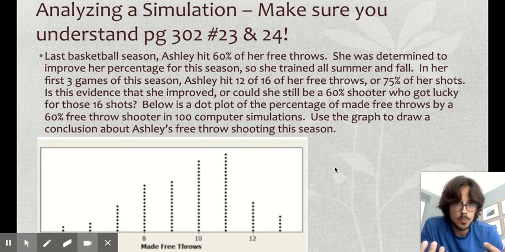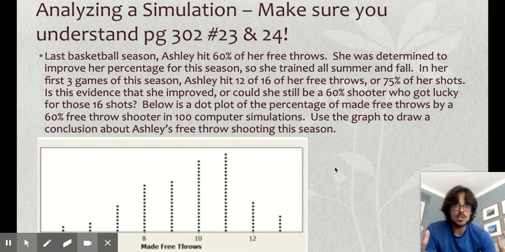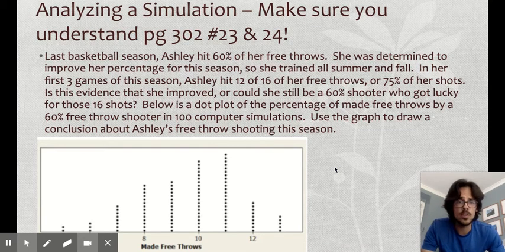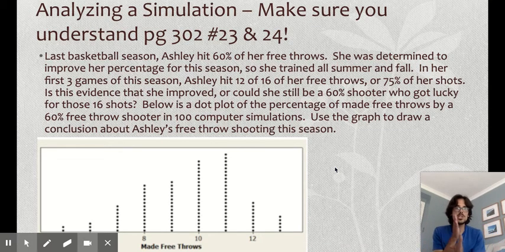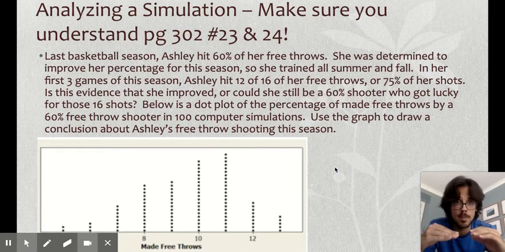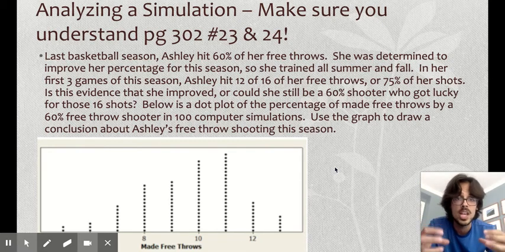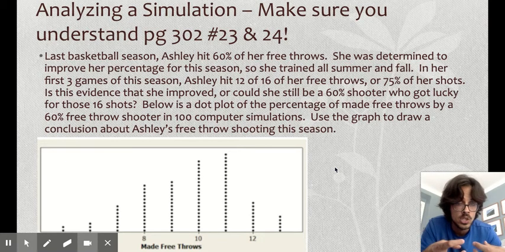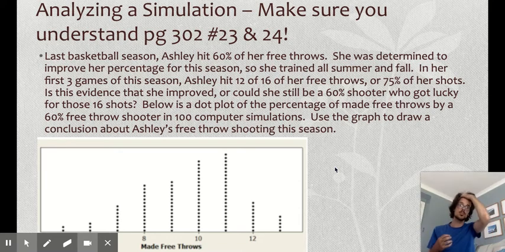So what we would do in a situation like this is design a simulation. We could do something with a calculator like we did earlier in this chapter, where we would make it so she's still a 60% shooter. So maybe the numbers 1 through 60 would be she makes it. The numbers 61 to 100 would be that she doesn't make it. And we would try to figure out, if we make 16 shots happen, in what percent of the time she got 75% or more. Could 75% happen in 16 shots, given that she's still a 60% shooter?